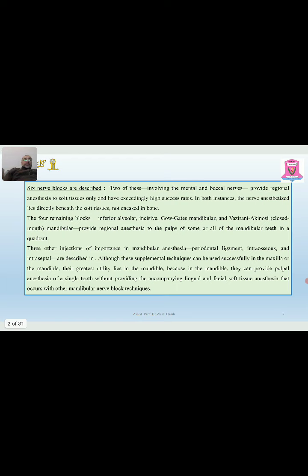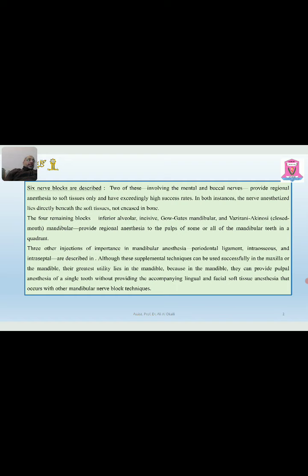Actually, there are 6 nerve blocks described. 2 of these, involving the mental and buccal nerves, provide regional anesthesia to the soft tissue only and have exceedingly high success rates. In both instances, the nerve anesthetized lies directly beneath the soft tissue and not encased in bone.